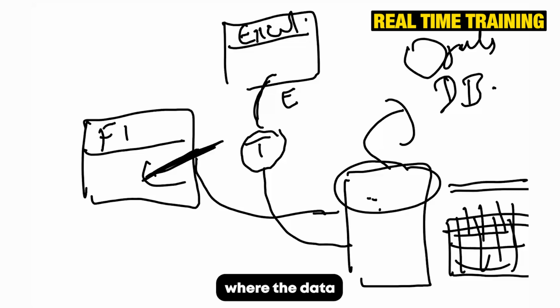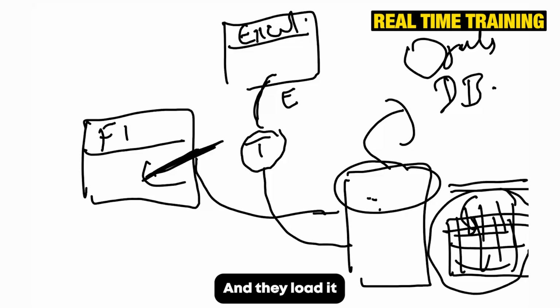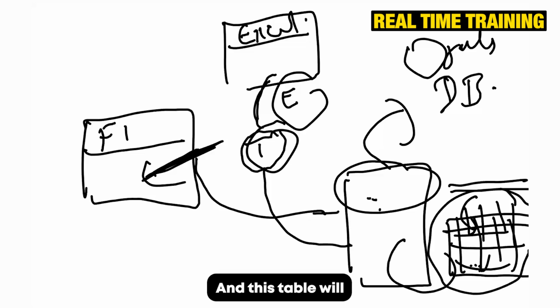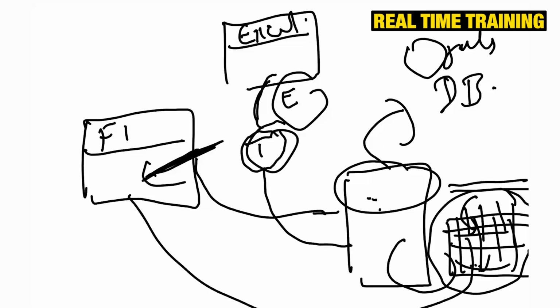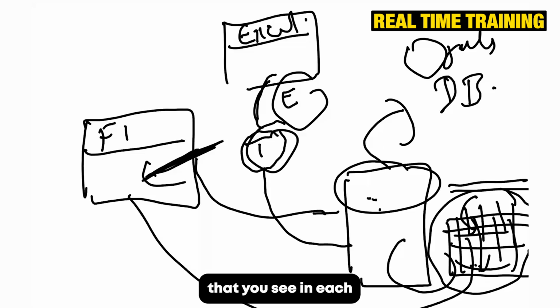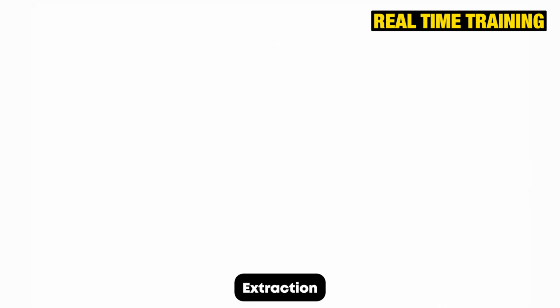So this will be where the data will be landing. They'll extract it, they'll transform it, and they'll load it into this table inside the Oracle database. And this table will drive this page. Each and every page that you see in each and every application is driven by a table or a set of tables, driven by a database. Now, let's come back to ETL. So what is happening? Extraction from the Excel source. So this is the Excel source.